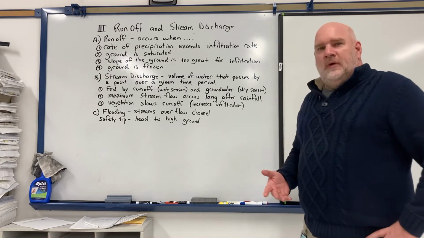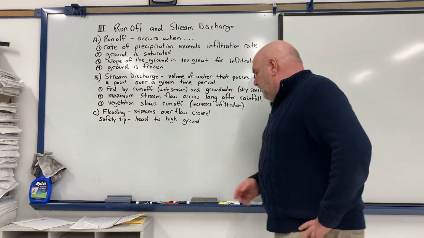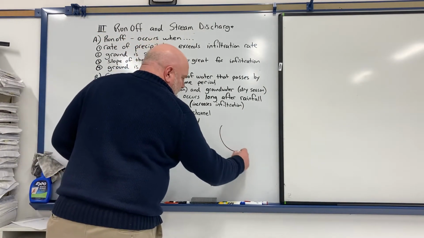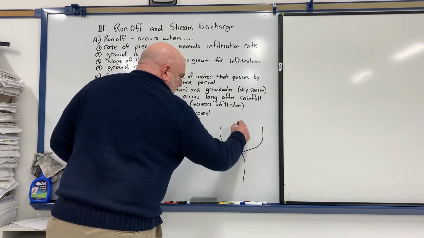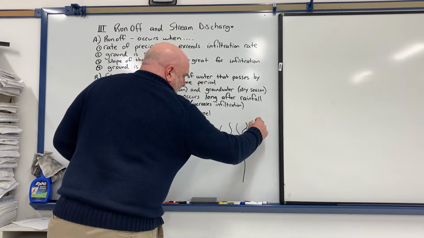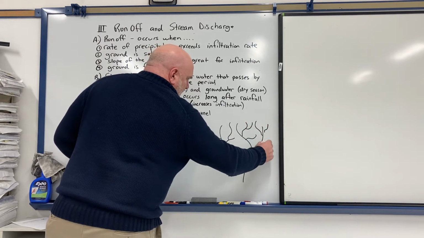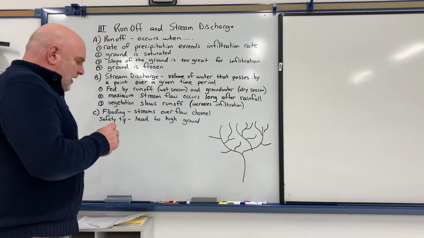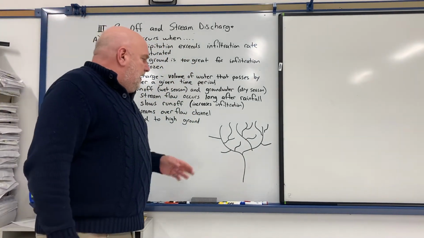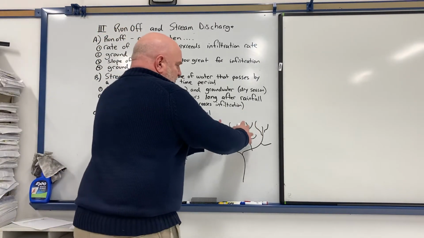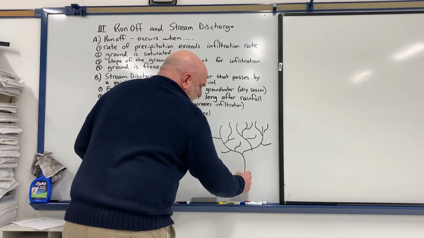Now, let's say there's a rainstorm, and this is not a picture of a tree. It's supposed to be a picture of a bunch of tributaries, a bunch of streams coming together to make a larger stream.